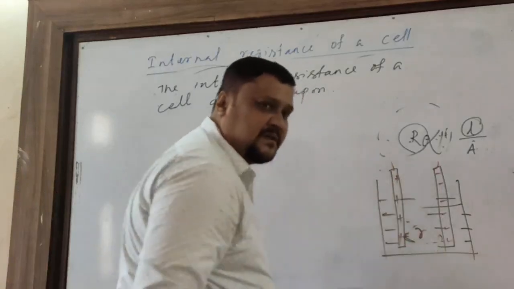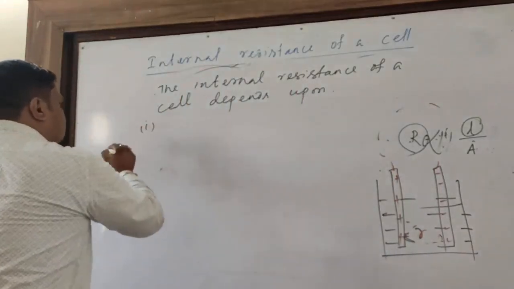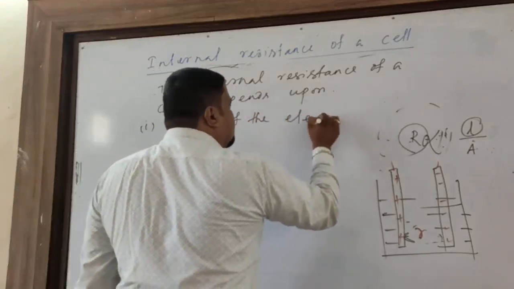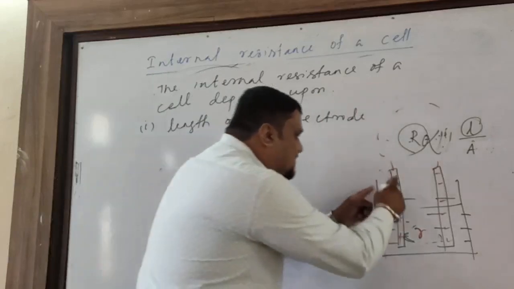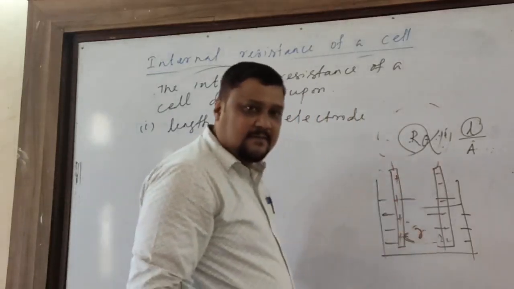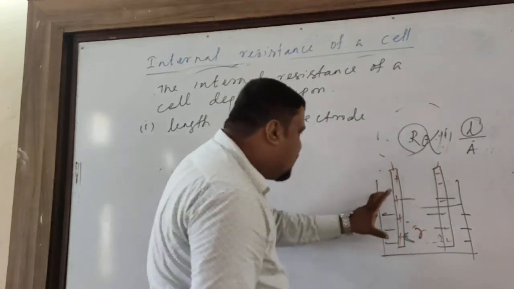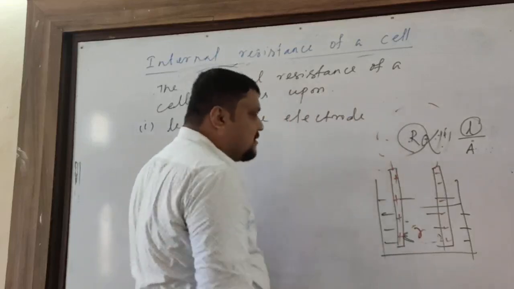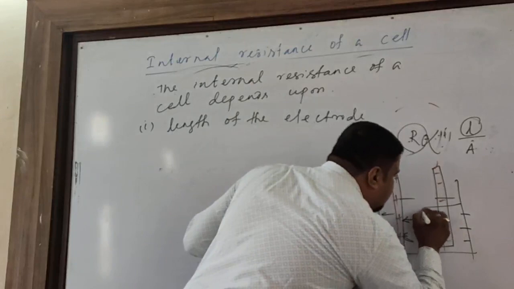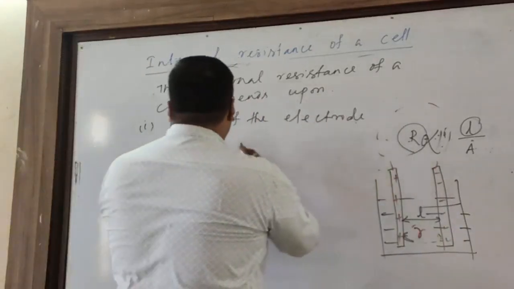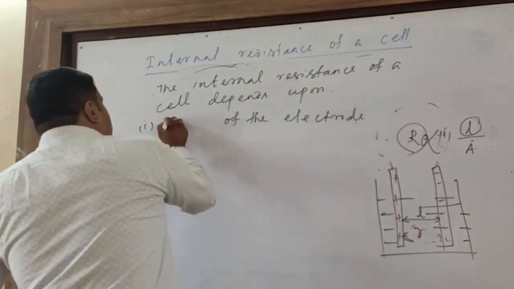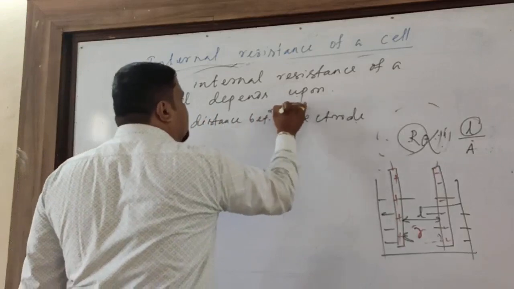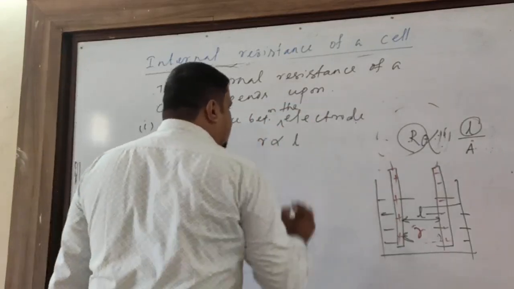The internal resistance of the cell depends, first, on the length of the electrode. Length of the electrode means not this outer length, but the length inside the electrolyte. It can also be said as the distance between the electrodes. So R is proportional to the distance between the electrodes.